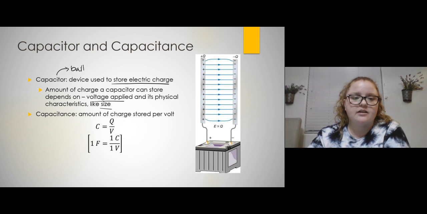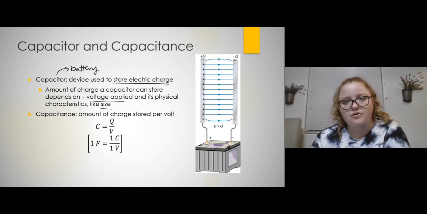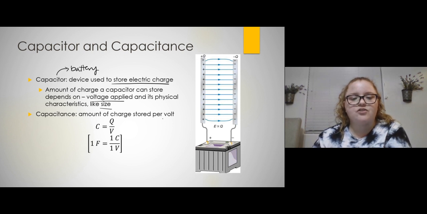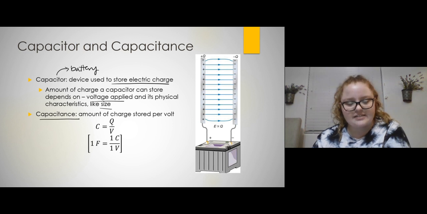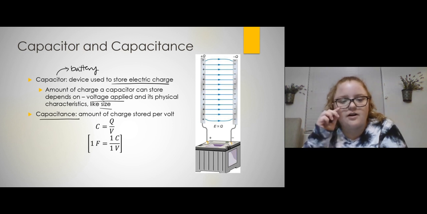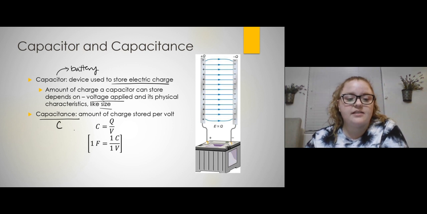A battery is very much used a lot, and so we see this all the time. Okay, this is very common, but we just don't know the physics behind it. So a capacitor can hold some amount of charge, and we call that amount of charge that is stored per volt the capacitance. Okay, so we call this C.